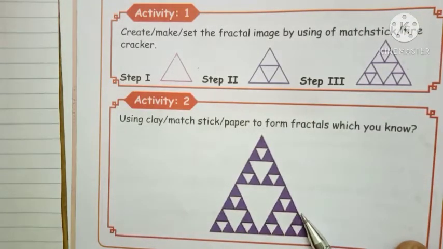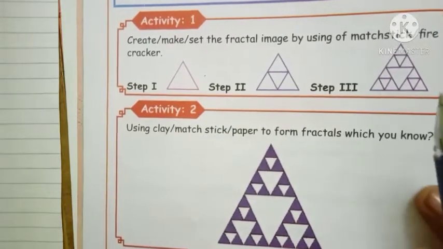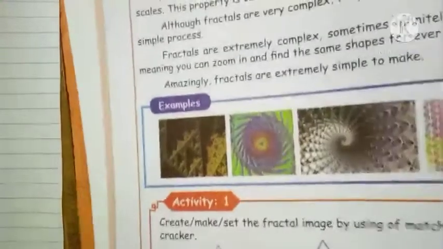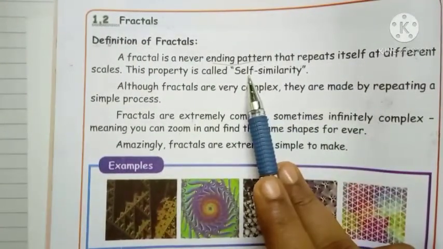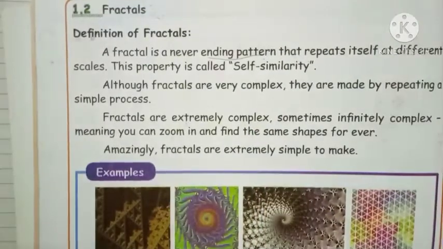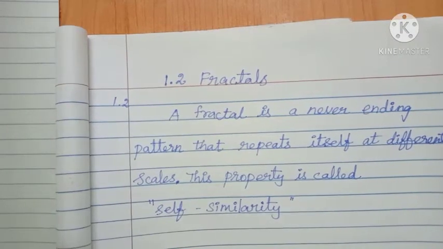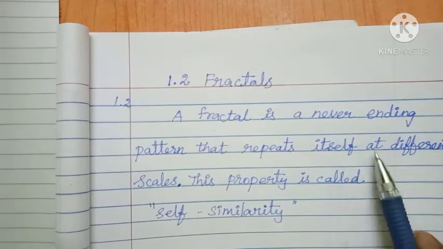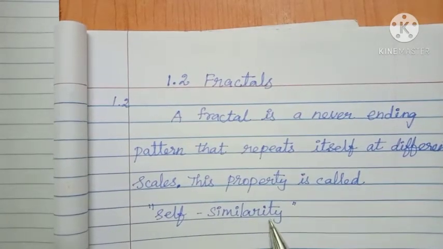So this gets the fractal example. It is also very easy for you to make this kind of fractal. So this is the fractal. Fractal is saying self-similarity. You write the definition only in your classwork. Fractal. A fractal is a never-ending pattern that repeats itself at a different scale. This property is called self-similarity.